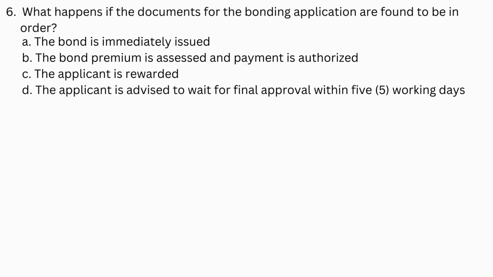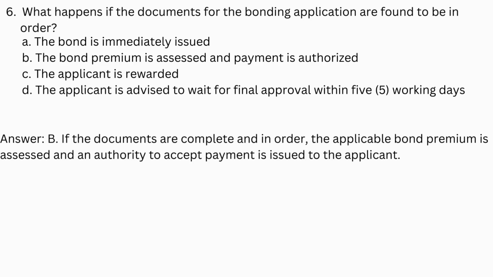Number 6, what happens if the documents for the bonding application are found to be in order? A. The bond is immediately issued. B. The bond premium is assessed and payment is authorized. C. The applicant is rewarded. D. The applicant is advised to wait for final approval within 5 working days. Answer, letter B. If the documents are complete and in order, the applicable bond premium is assessed and an authority to accept payment is issued to the applicant.